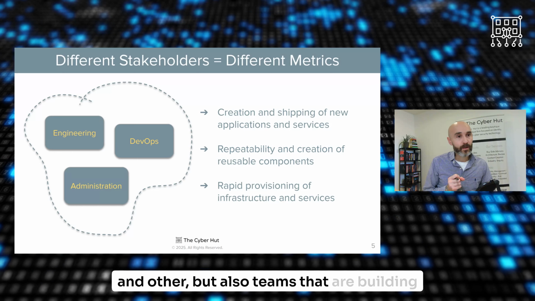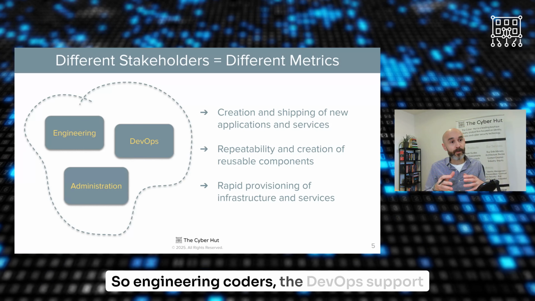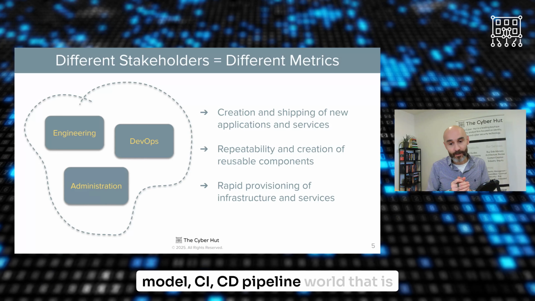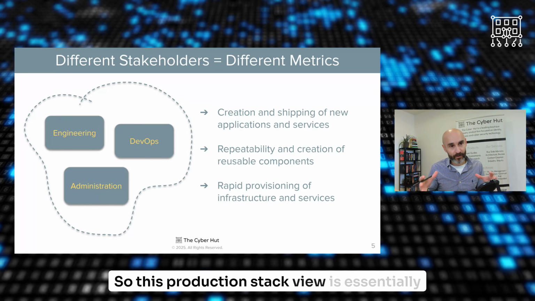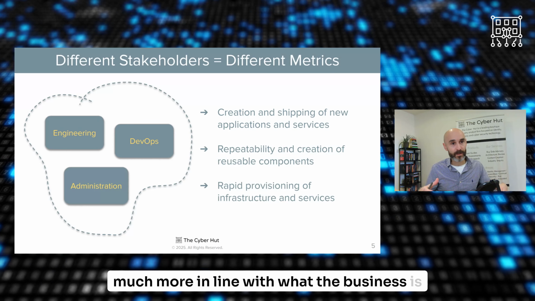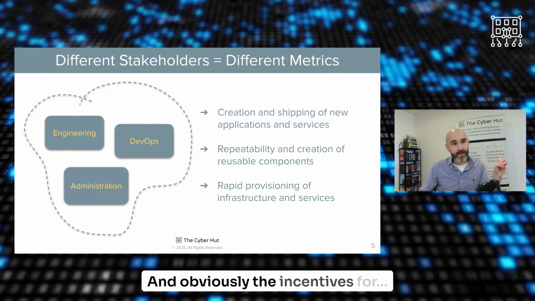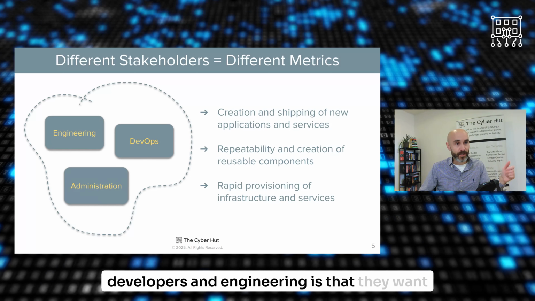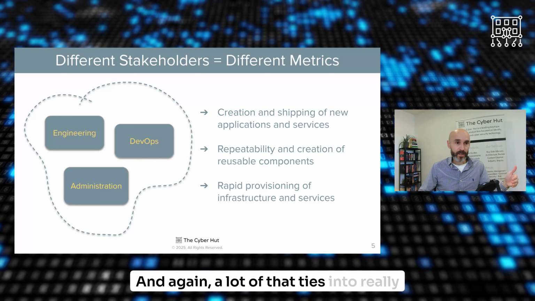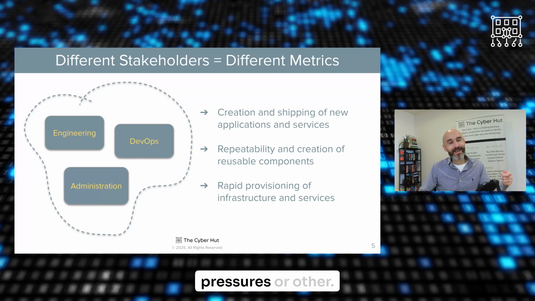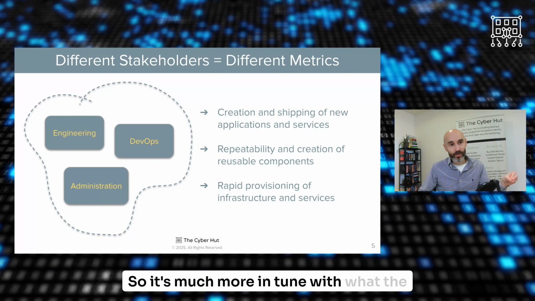But also teams that are building things. So engineering, coders, the DevOps support model, CI/CD pipeline world that is effectively allowing organizations to build services, go to market, be agile, and other. So this production stack view is essentially much more in line with what the business is trying to achieve. And obviously, the incentives for developers and engineering is that they want to create and ship new applications and services accurately, rapidly, in response to business need. And again, a lot of that ties into strategic business objectives around being first to market, responding to competitive pressures, or other. So it's much more in tune with what the business is trying to achieve.